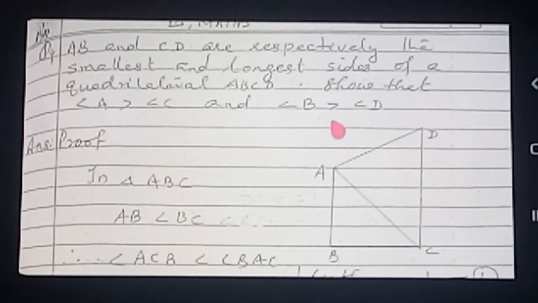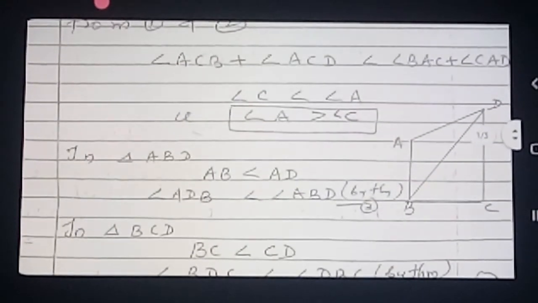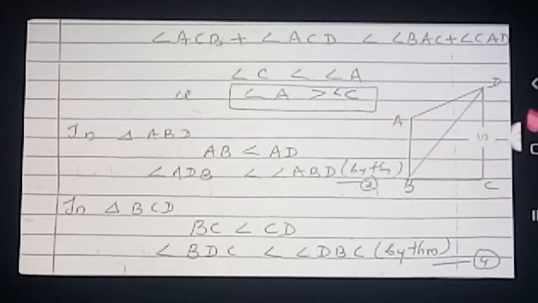Okay, so next what do you want to prove? Angle B greater than angle D. For proving angle B greater than angle D, you draw the diagonal BD. See the next diagram. Which diagonal have I drawn here? Diagonal BD. The procedure is the same. When you draw diagonal BD, you get two triangles: one is triangle ABD and the next one is triangle BCD.